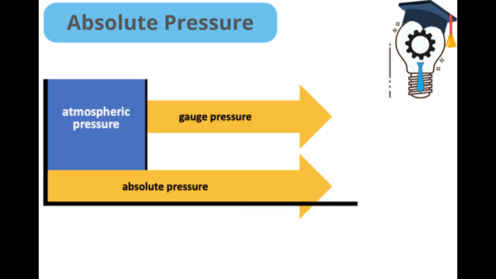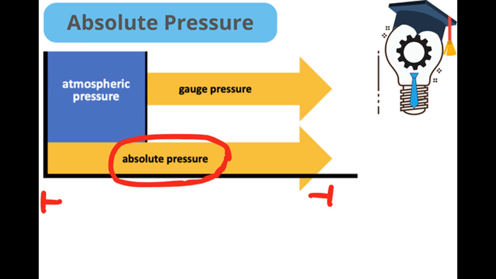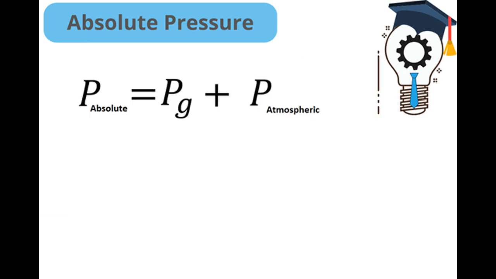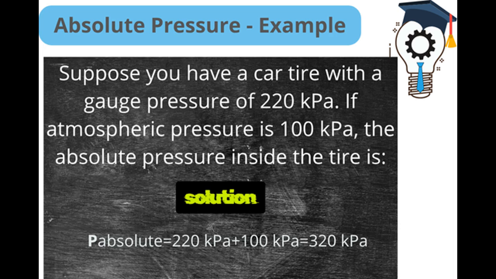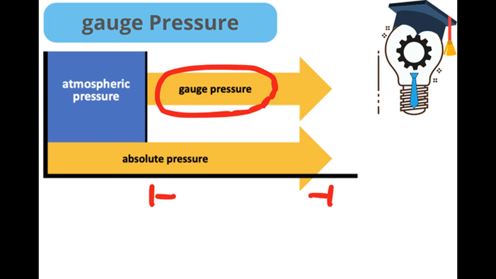Absolute pressure is the total pressure measured relative to a perfect vacuum. Mathematically, it's absolute equals gauge plus atmospheric. Example, suppose you have a car tire with a gauge pressure of 220 kilopascals. If atmospheric pressure is 100 kilopascals, the absolute pressure inside the tire is absolute equals 220 kilopascals plus 100 kilopascals equals 320 kilopascals.